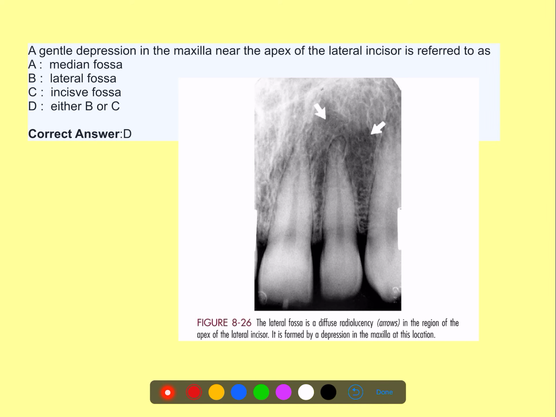A gentle depression in the maxilla near the apex of the lateral incisor is referred to as the lateral fossa, but the lateral fossa is also called the incisive fossa, hence the option would be selected as D. So in this picture you can see the lateral fossa which appears as a diffuse radiolucency in the region of the apex of the lateral incisor, formed because of the depression of the maxilla.